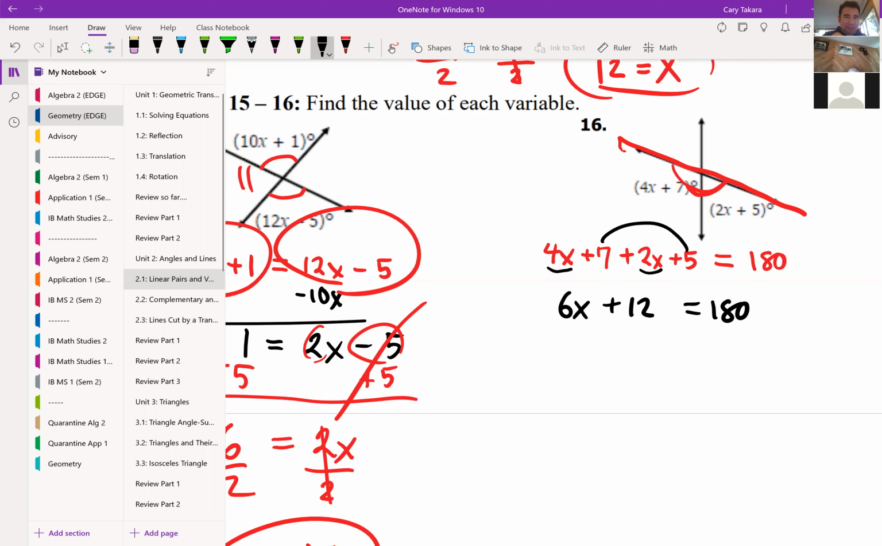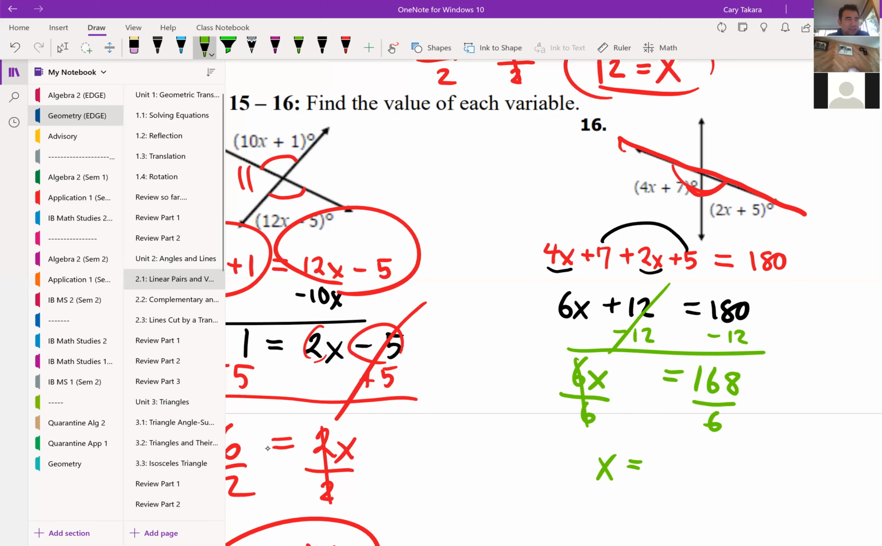Next, the rest is just regular solving equations. Subtract 12 on both sides. Okay, so we've got 6x equals, what is that? 168. And then divide by 6. Divide by 6. So x equals, what do you get?